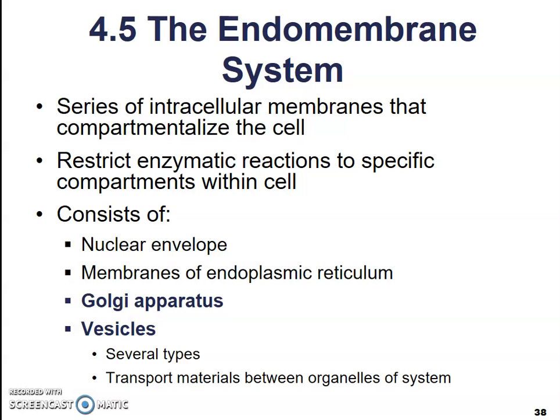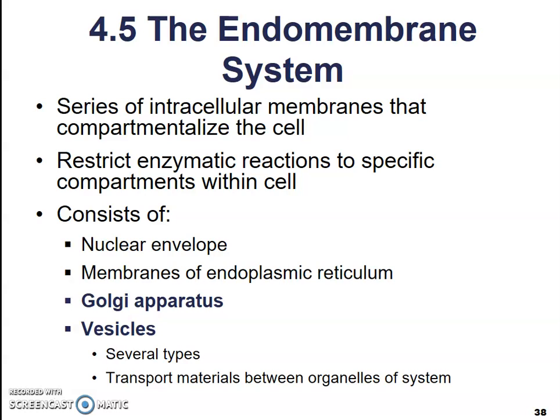Let's talk about the endomembrane system. It is a series of intracellular membranes that compartmentalizes the cell. It breaks it down into specialized chunks. It restricts enzymatic reactions to specific compartments within the cell, so they know that certain things are only happening in certain places. This endomembrane system consists of the nuclear envelope, the membranes of the endoplasmic reticulum, the Golgi apparatus, and vesicles.